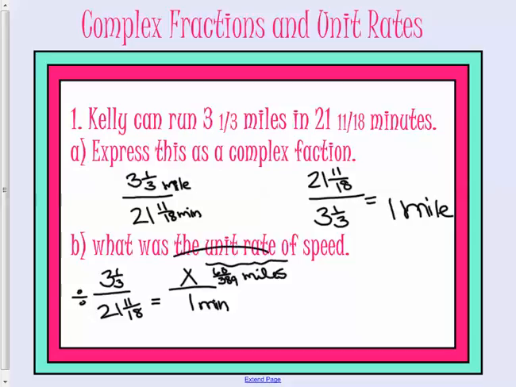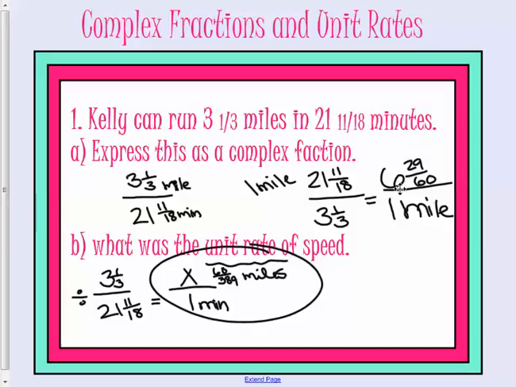So for unit rate of speed, you would do it like this. If they asked you how far for 1 mile, then you would divide and you would get 6 minutes and 29 seconds, basically. It's 29/60. So this would be your minutes per mile.